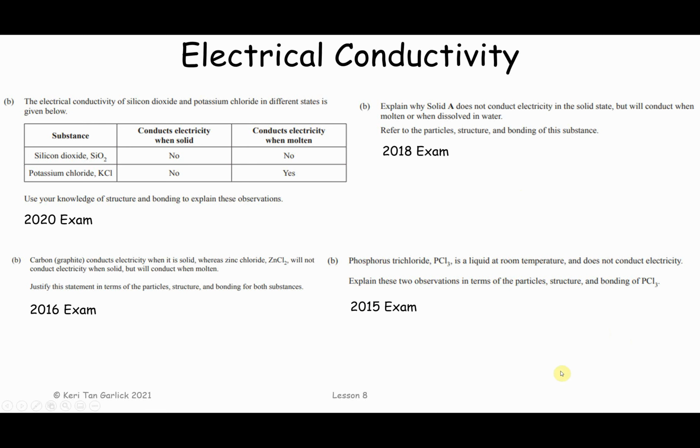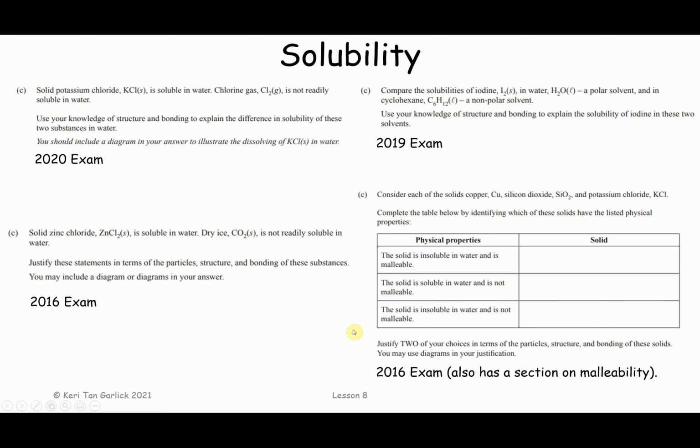So that's electrical conductivity. The next property they tend to ask about is solubility. Now, I haven't done the lesson on solubility yet.